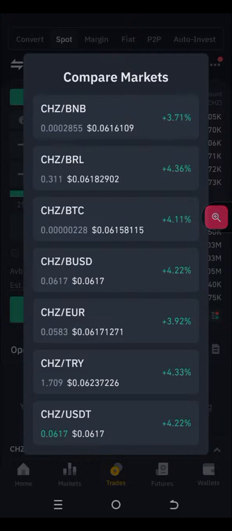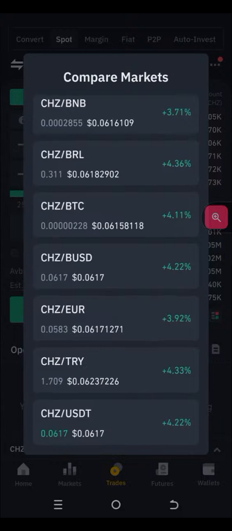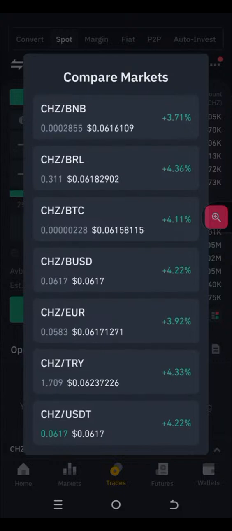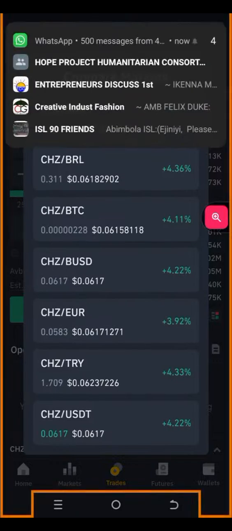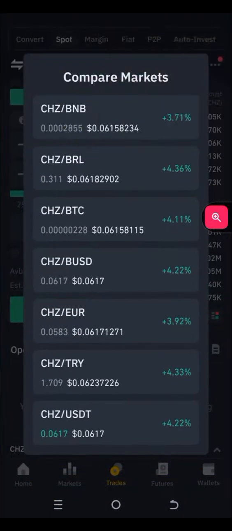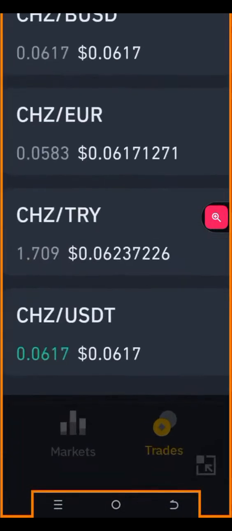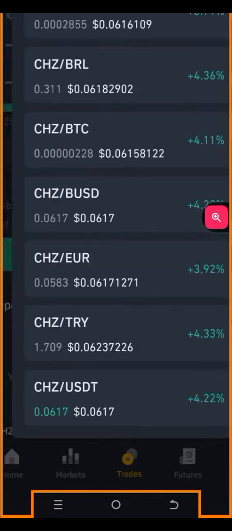Looking at this, which one is the cheapest price? You have to look for what is the cheapest price. We can see that it looks like BTC 0615. We have 0618 as BRL. We have 0616 as BNB. Then where's the USDT? USDT is 0617. Let me show you that. 0617. So which one will I go for?